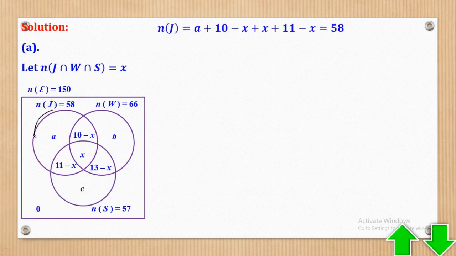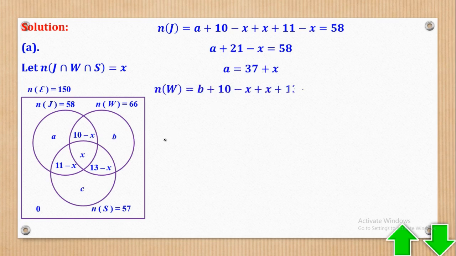So for the whole of this set for J, we have to add up A plus this plus this plus this to come up with 58. So the whole of this will be equal to 58. When we simplify, we shall come up with A plus 21 minus x equal to 58. And when I make A the subject, I'll come up with A being equal to 37 plus x. So that was for J.